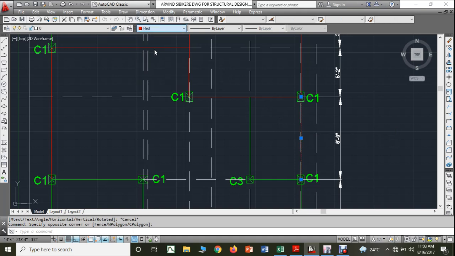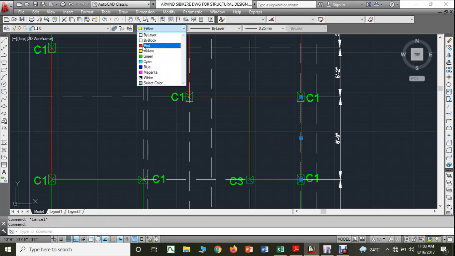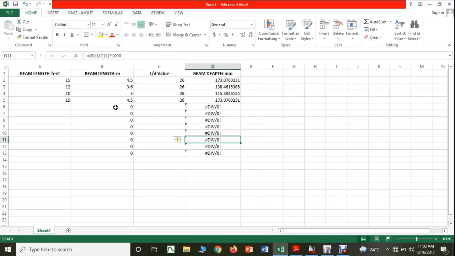This I will make red color. This let us keep as yellow color, because in order to identify it differently I am keeping this yellow. This I will make red color. Almost it is coming 10 feet, right? So 10 feet I already have. So 10 feet, so 326.